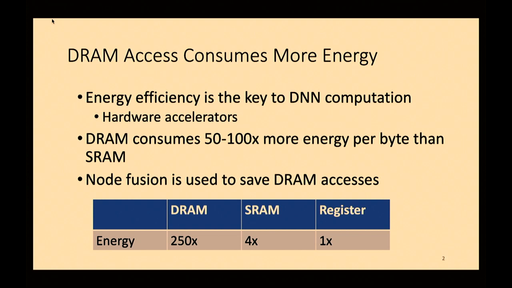Here is a table to show the data access energy of each memory component. The register usually takes picojoules to read data, and SRAM usually takes 4 times more energy than a register. The DRAM takes 250 times more than a register. So in order to reduce energy consumption, we use node fusion to reduce DRAM access.